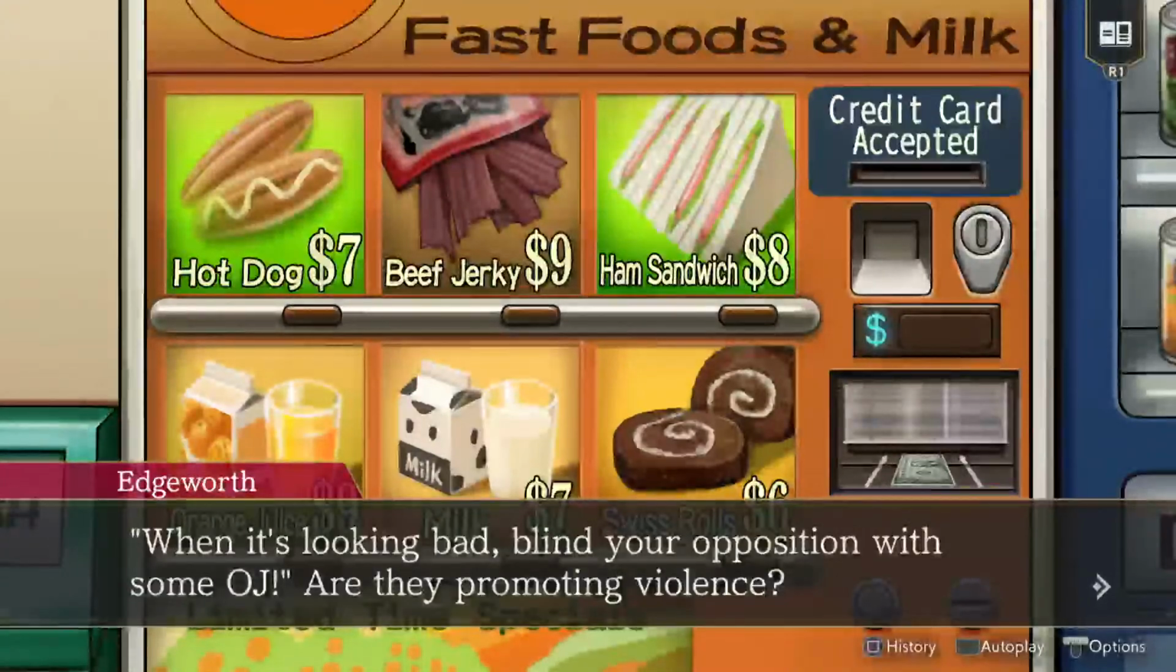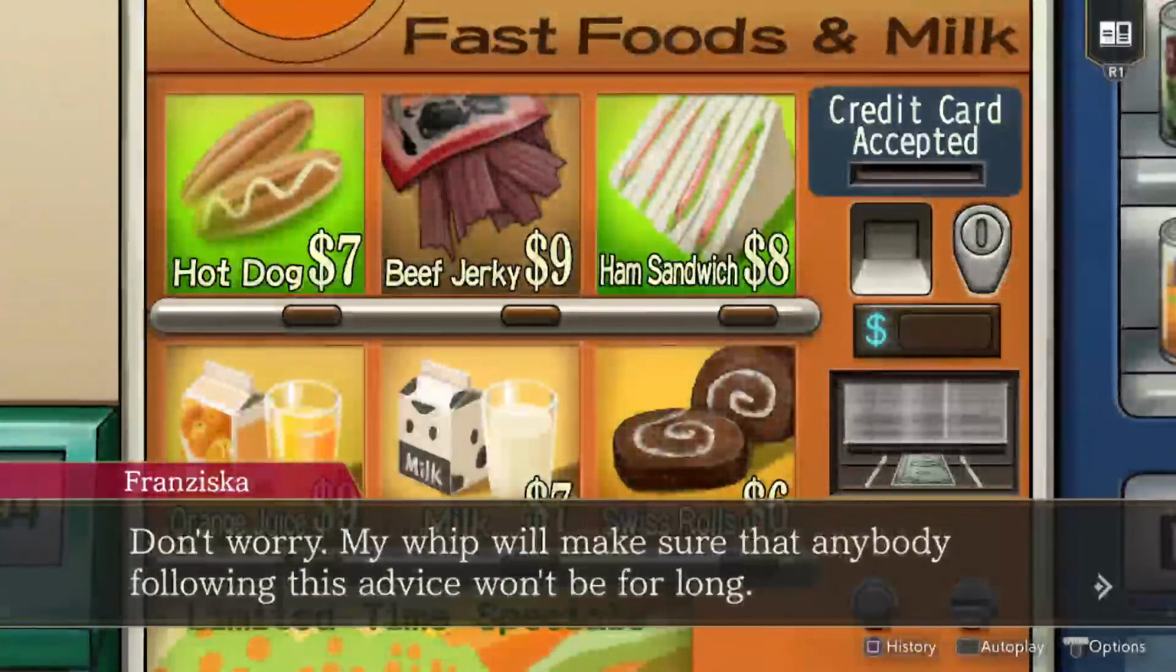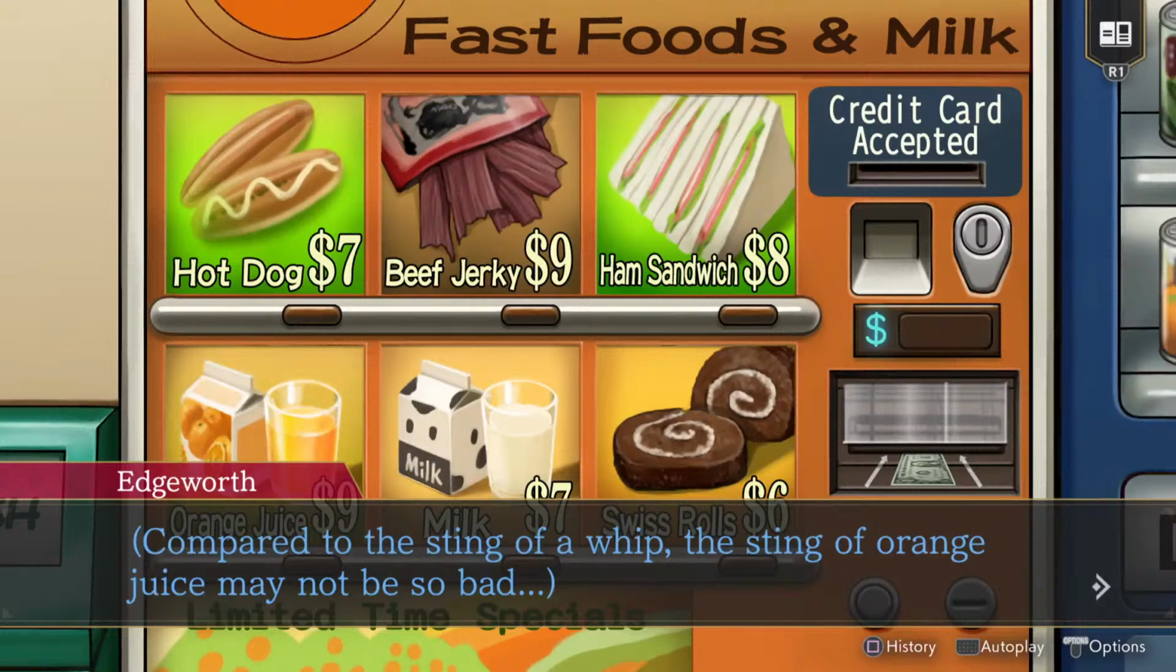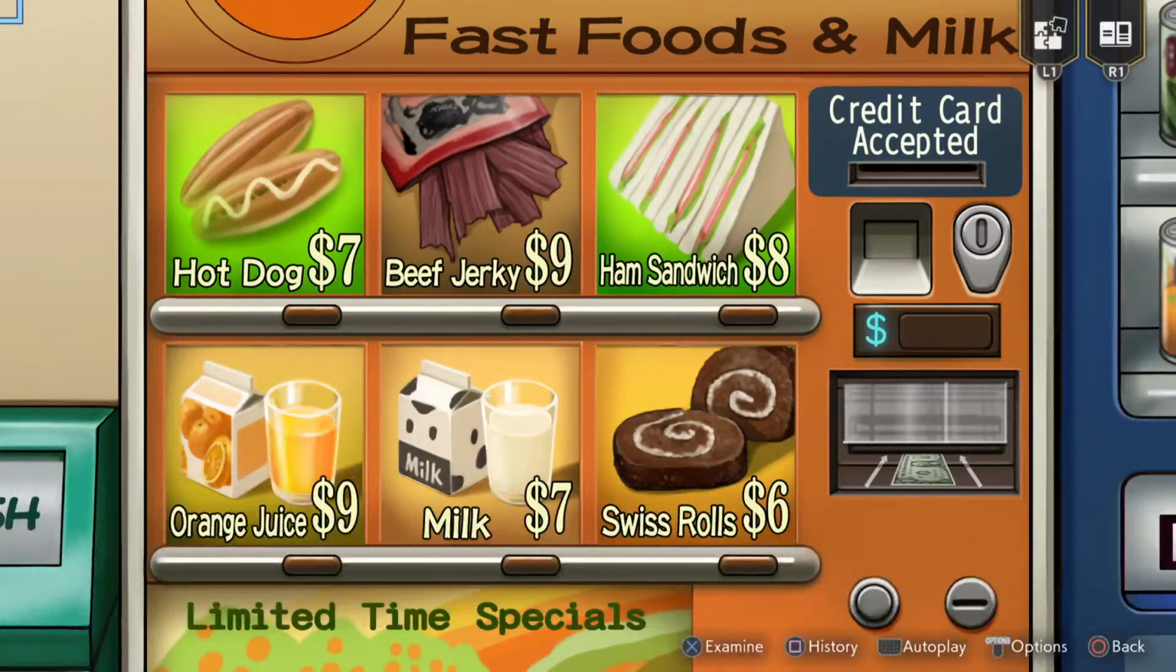When it's looking bad, blind your opposition with some OJ. Are they promoting violence? Don't worry, my whip will make sure that anybody following this advice won't be for long. I've heard of the sting of a whip, the sting of the orange juice may not be so bad.